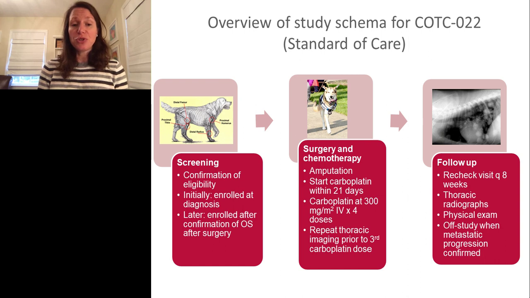So dogs are screened and confirmed as eligible, and they undergo surgery to amputate their affected limb. And we bank the tumor and all of the pretreatment samples from serum and PBMCs, et cetera. And they are then clinically followed with thoracic radiographs and physical exams every 8 weeks after they complete carboplatin chemotherapy.